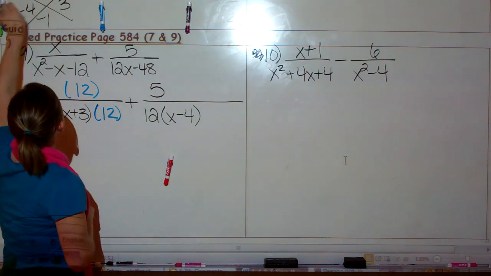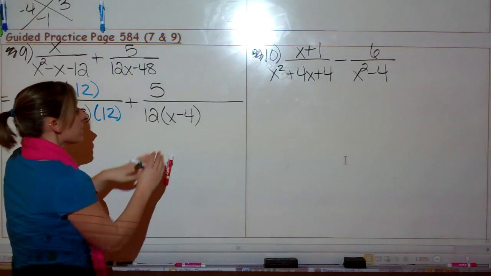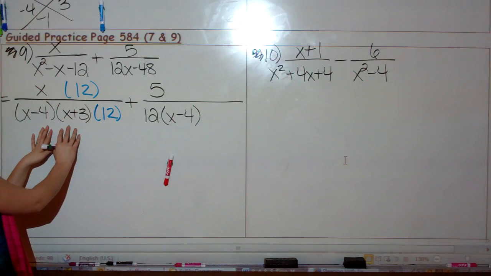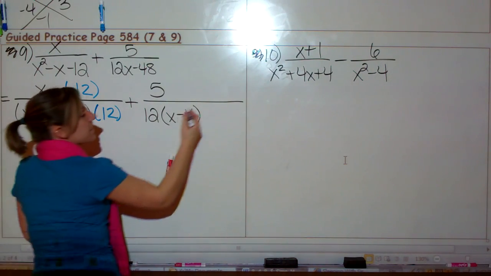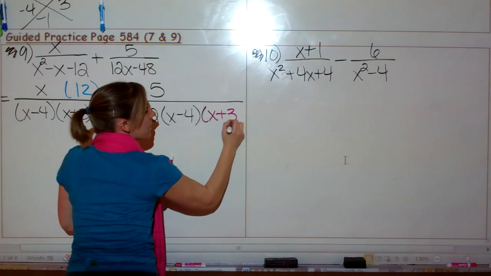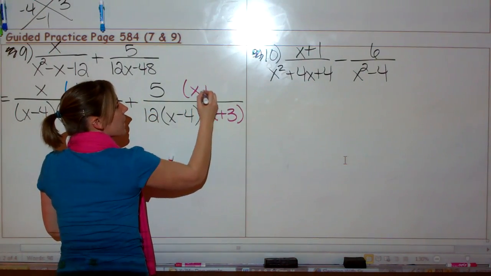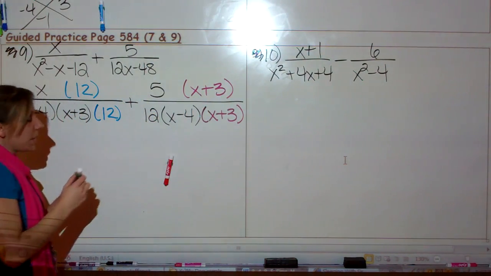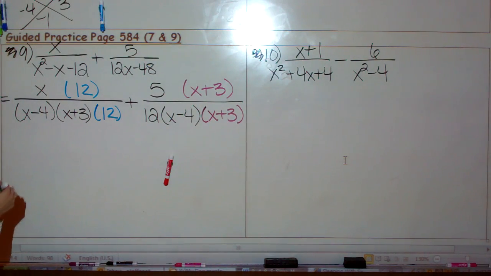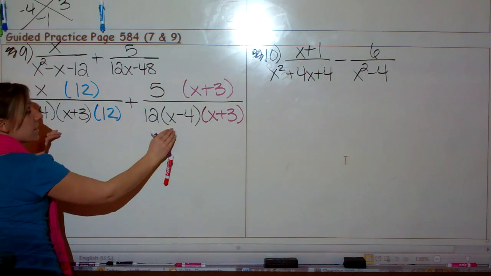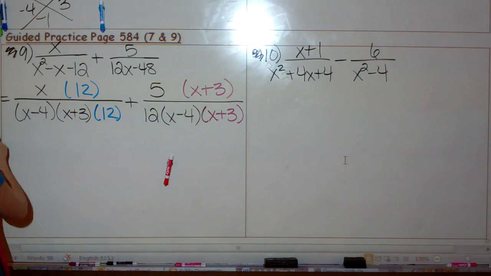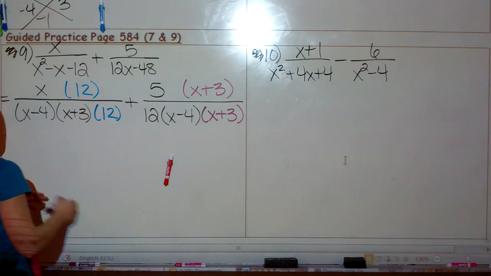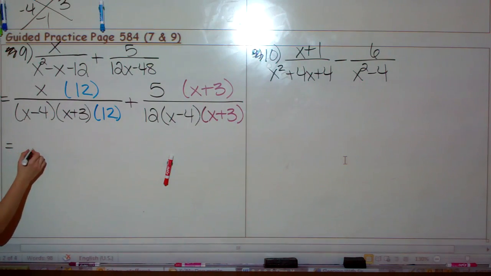So what is this one missing that this one has? They both have 12 now, they both have x minus 4, but it's missing the x plus 3. So if I do it on bottom, I need to also put it on top. So now we have factored first, got the denominators, compared them to get the common denominator. So now we simplify.